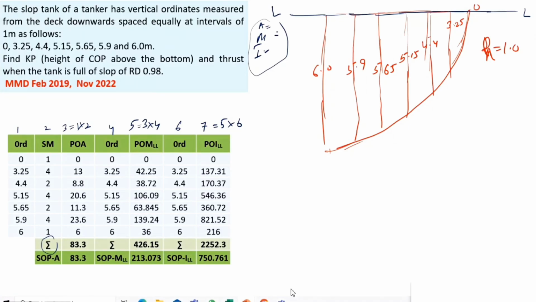Okay, sir. How the SOP moment has come? By making half of 426.15. How SOP inertia has come? 1/3 of 252.3. If you present like this, you will not have confusion. Otherwise, you will just be running around and getting confused with the things. For these vertical ordinates, always we have to divide 1/3. We have to take 1/3 of this.